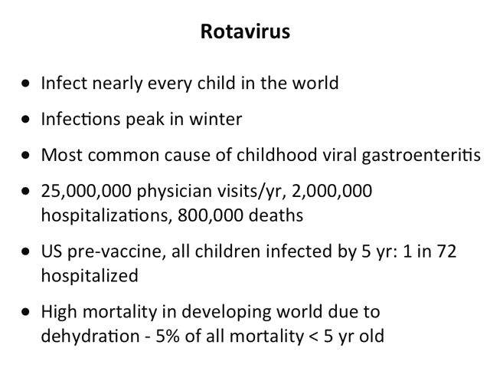So rotaviruses infect everybody. You are all seropositive for rotavirus, I'm sure, unless you're living in a cave for all your life. The infections are also seasonal. They peak in the wintertime. And as I said, they're the most common cause of childhood gastroenteritis. 25 million physician visits per year, 2 million hospitalizations, 800,000 deaths. So this is a significant pathogen. In the U.S., before we introduced the vaccine, every child was infected by 5 years of age, and 1 in 72 of those children were hospitalized.